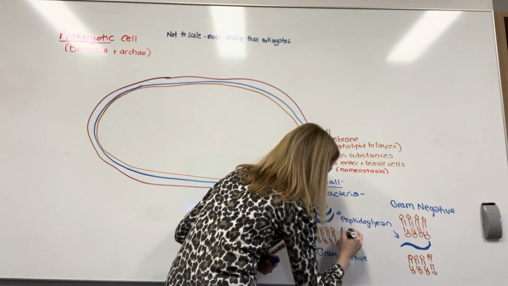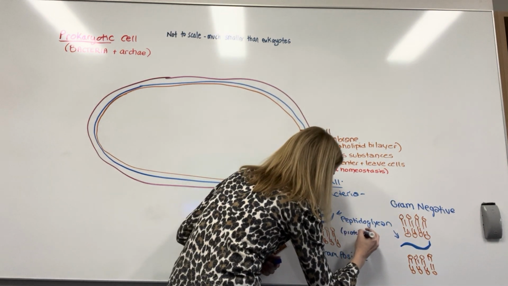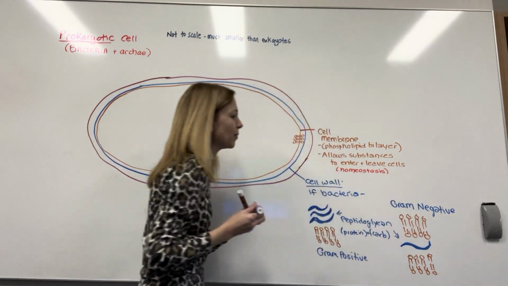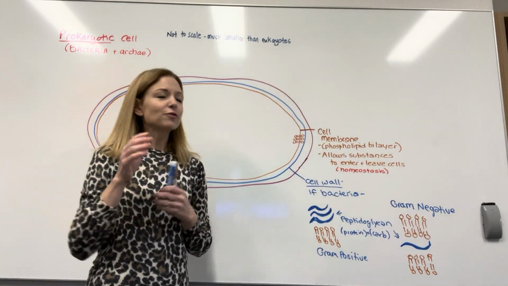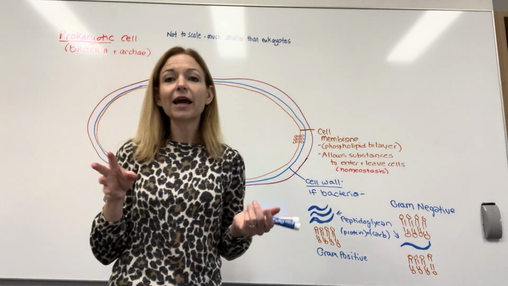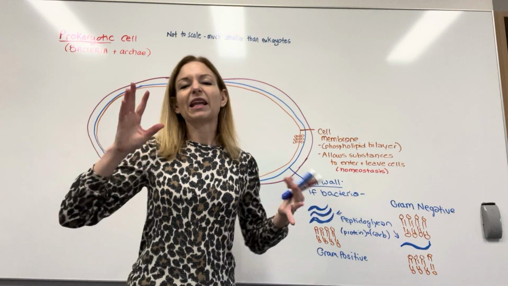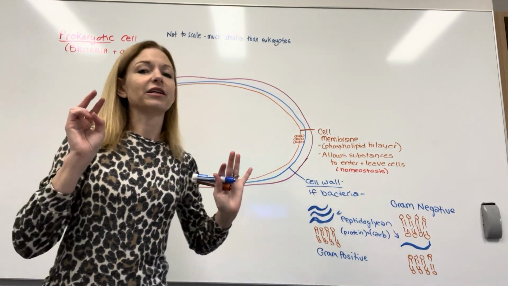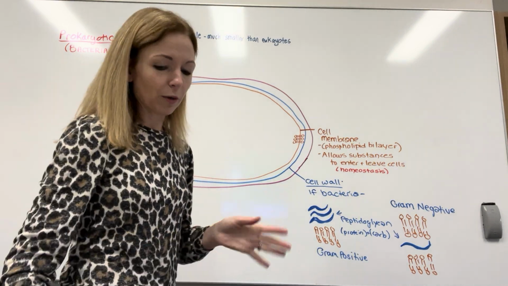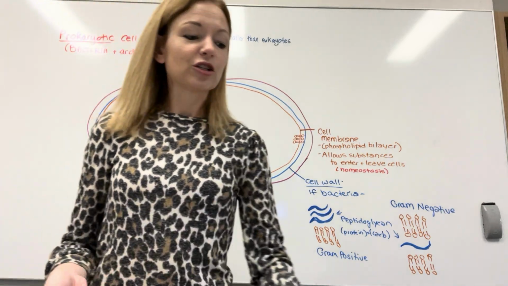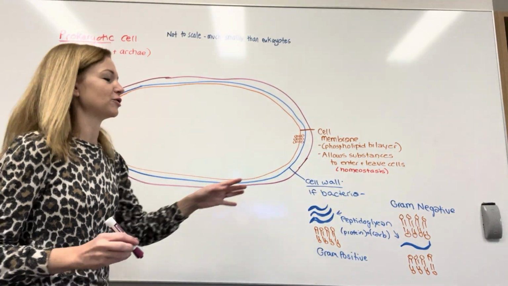Remember, pepti, we said, means protein. Glycan means carb. So it's just a carb plus protein kind of polymer. So that's what the cell wall looks like in bacteria. Again, archaea are still prokaryotic, like ancient bacteria found in really extreme environments, and they actually do not have peptidoglycan, but most of the time we are talking about these more typical bacteria that we come into contact with, which would have it.